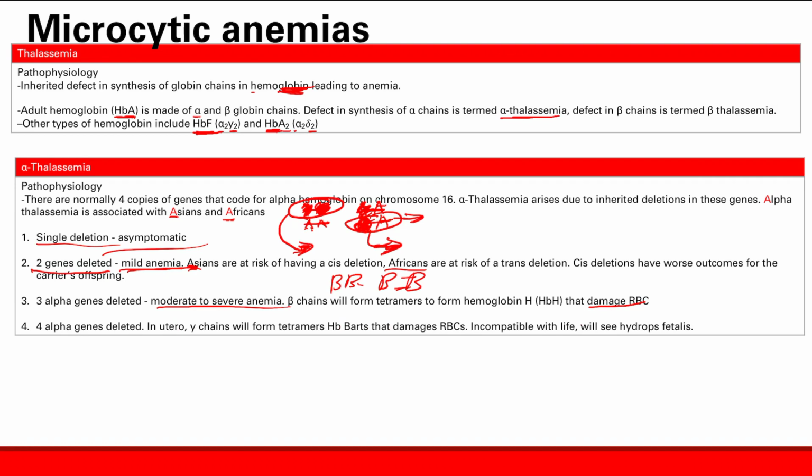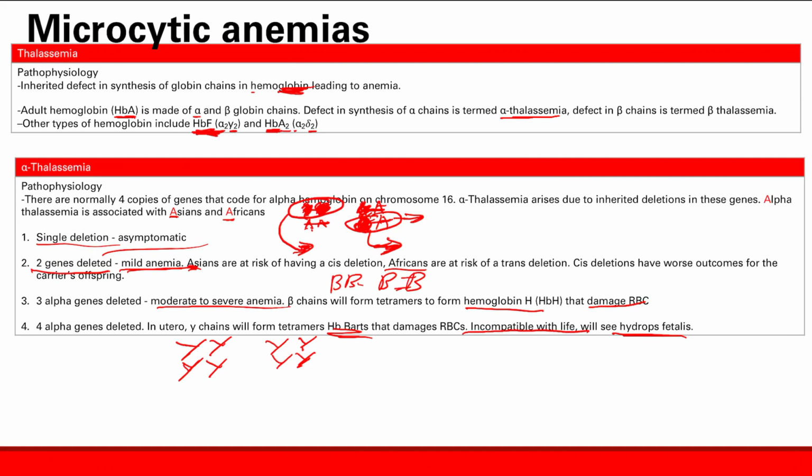Finally, if you have 4 alpha genes deleted, you're in big trouble. You have no alpha genes at all. Remember that in the fetus, you normally make hemoglobin F, but you're not making that, so you have too many gamma chains hanging around. They're going to form tetramers, and you're going to get something called hemoglobin Barts, Hb Barts. Same idea as HbH. You get damage to red blood cells with Hb Barts, and this is incompatible with life. The other thing you'll see is hydrops fetalis, which I told you about. What was hydrops fetalis? Remember, it's the buildup of fluid in multiple fluid compartments in the fetus. And again, why did that happen? It happens because you're not making red blood cells.